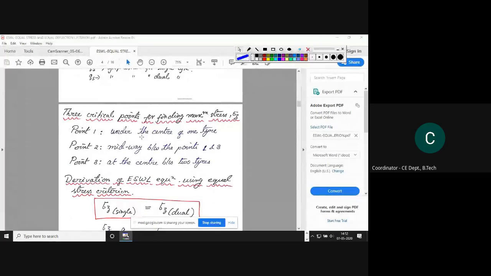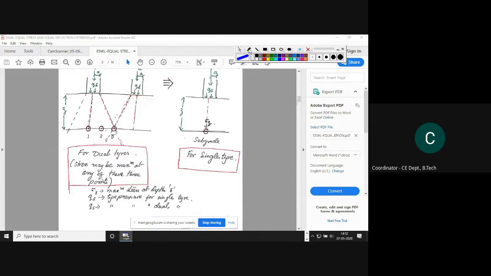See, point 1 is under the center of one tire. Point 3 is at the center between 2 tires. And point 2 is between this point 1 and point 3. Okay, so our first criteria is what?